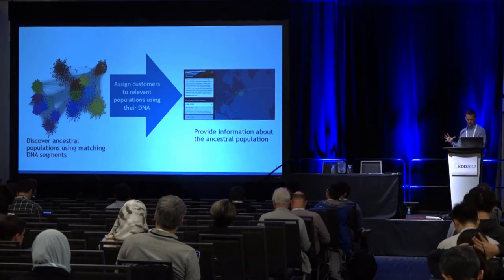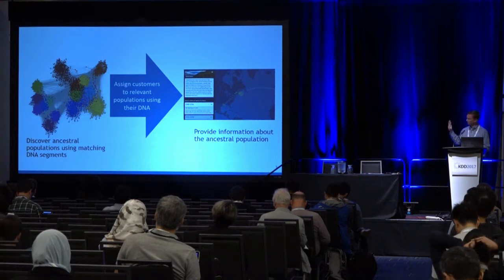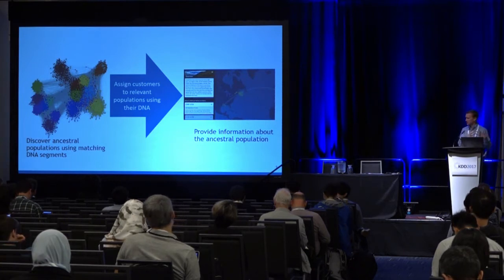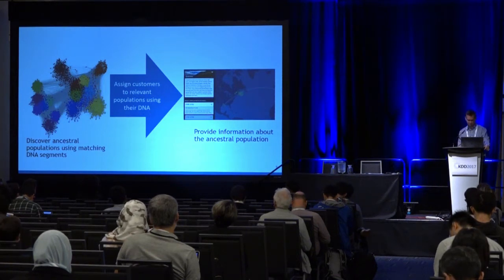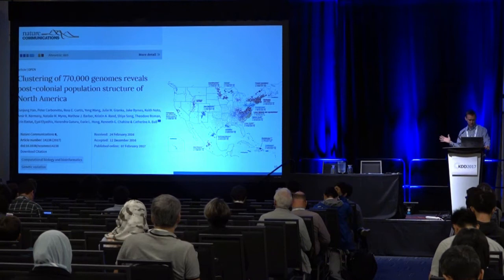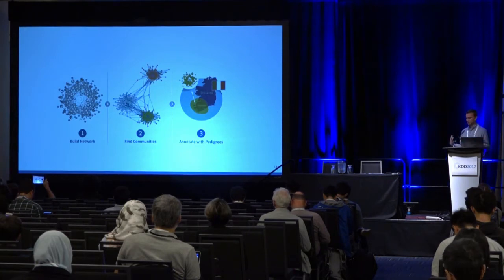And then move on to the second part of the talk, which is what we published here, is to be able to take those discovered populations and then build a scalable system that assigns consumers to these populations just using their DNA so that we can tell the stories about how the ancestors moved. Okay, so earlier this year we published this paper in Nature Communications, and this is going to be the first part of the talk because it's the foundation on which we're going to build out the rest of the talk.